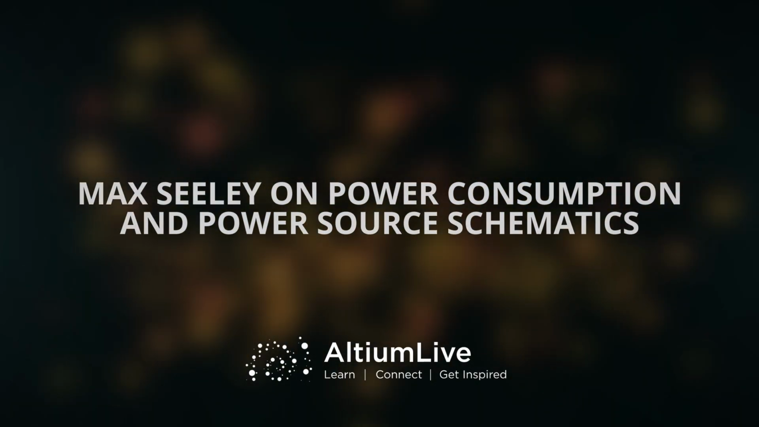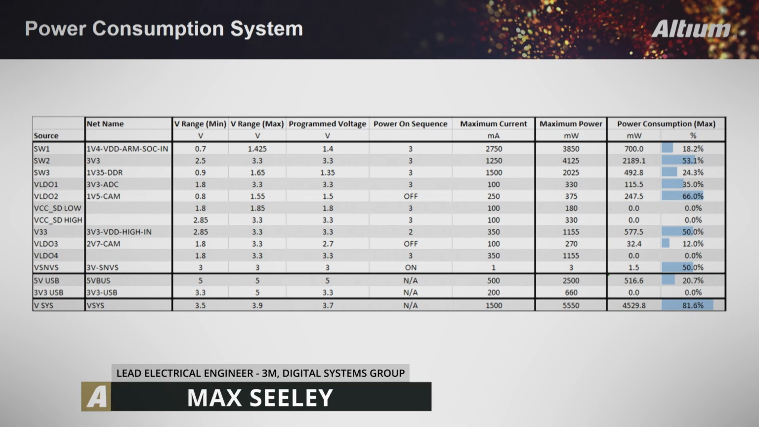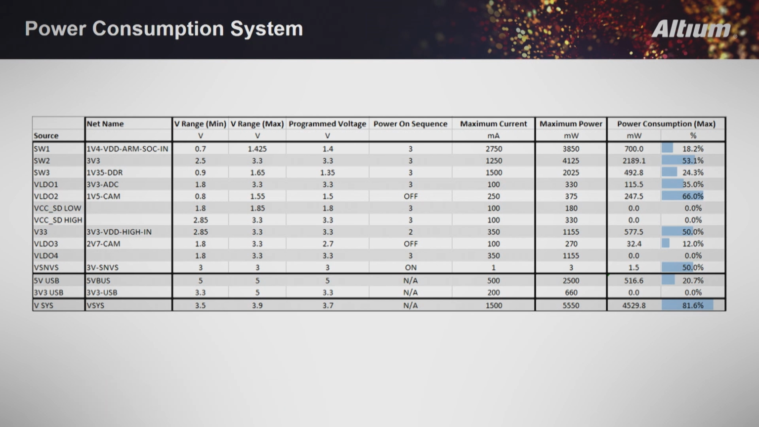Another schematic that we include is the power consumption of the system, and this is per power net. What I am ultimately looking at for this is, first off, a lot of these elements in a PMIC have the ability to be programmed to different voltages. So I can see what the program voltage of that particular element is. What are the max and min input voltages? I can also see, in a couple of different places, the power on sequence.